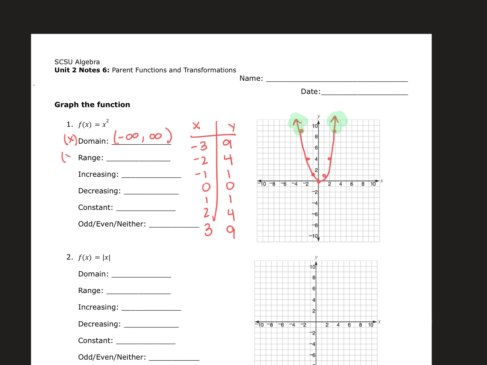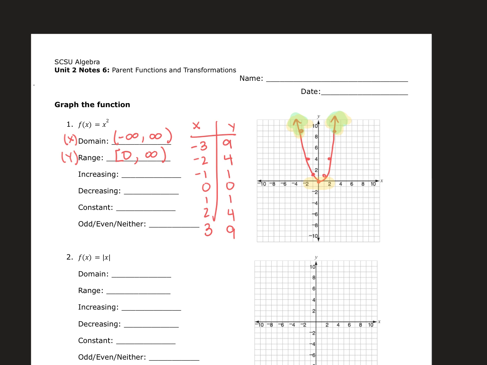Range now. Range is my y values. We talked about the lowest point to the highest point. When I look at this, I do have a low point right here, but those arrows are going forever and ever up, so I will never get to a high point. We are going to include that low point, which is at the y value of 0. And since we're never hitting a high point, we go to infinity.